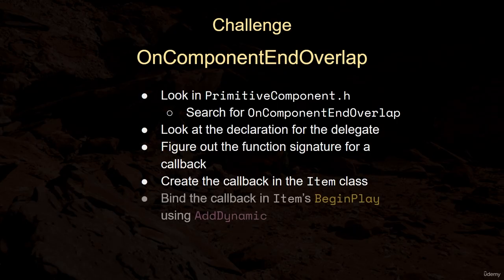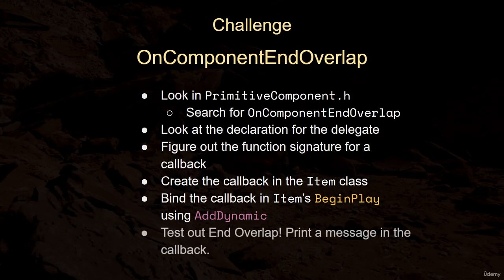Now, you do need to bind the callback, and I'd like you to do this in BeginPlay using AddDynamic, just like you did for onComponent begin overlap. And once you've done this, test out your end overlap function. Print a message in your callback to prove that it's working, and then go and overlap with an item and end overlap and see if you get that message. Pause the video here and give this challenge a try, and then come back and I'll go through the steps as well.